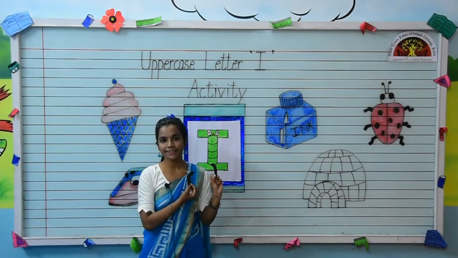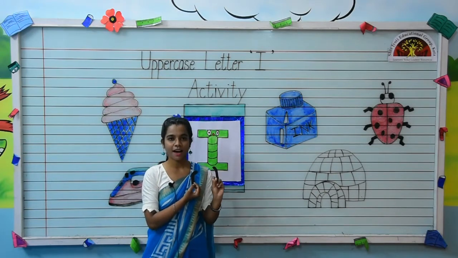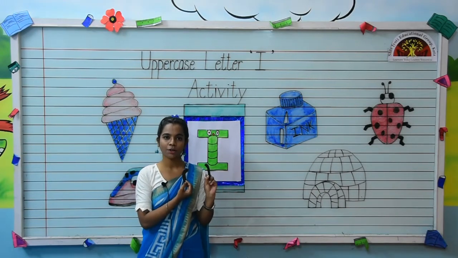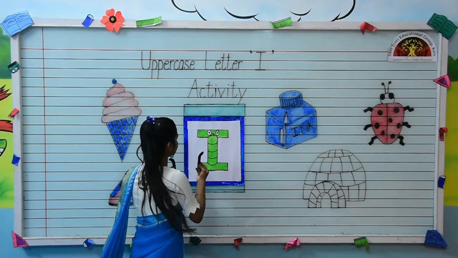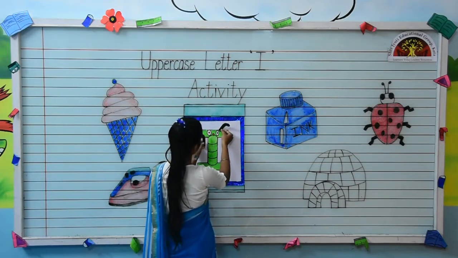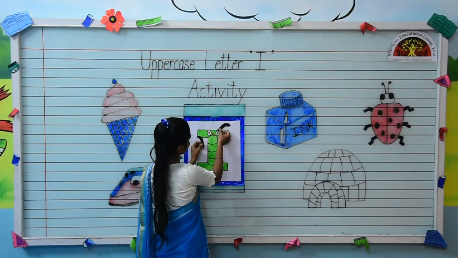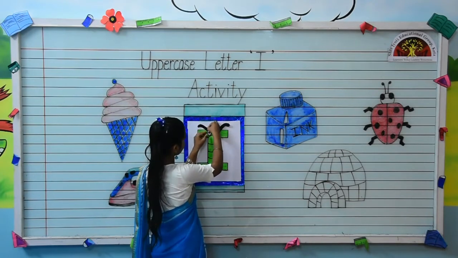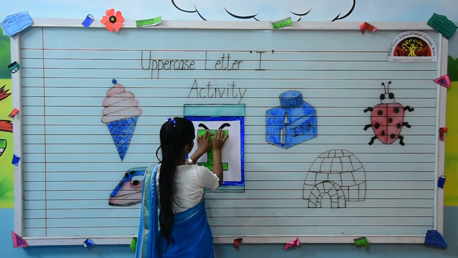So kids, what are these? These are antennae. Antennae of an insect. So paste it like this. Okay? Like this. Okay kids?